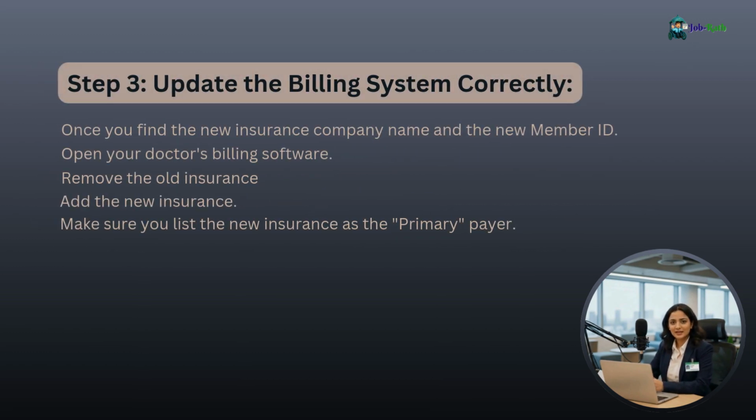At the 3rd step, update the billing system correctly. Once you find the new insurance company name and the new member ID, open your doctor's billing software. Remove the old insurance. Add the new insurance. Make sure you list the new insurance as the primary payer.